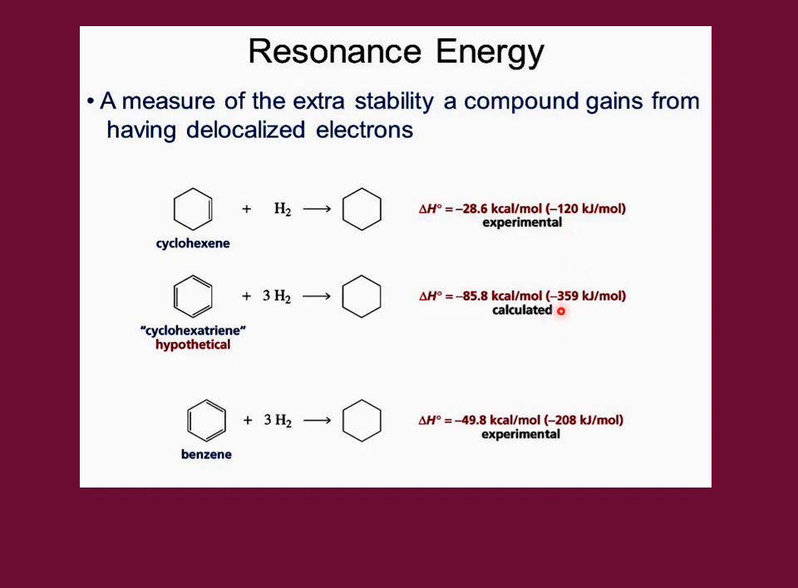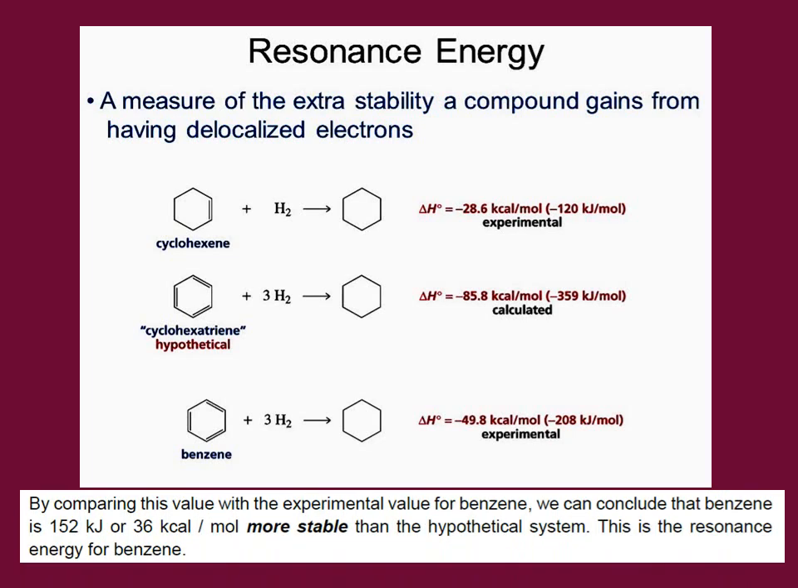But when we compare the theoretical value with the actual experimental value of benzene, it comes out to be 208 kilojoules per mole. So you can see the difference in energy values. By comparing this value with the experimental value of benzene, we can conclude that benzene is 152 kilojoules or 36 kilocalories per mole more stable than the hypothetical system. This is the resonance energy of benzene.